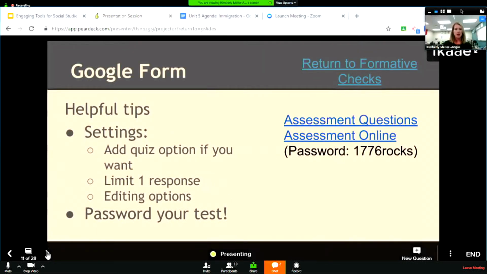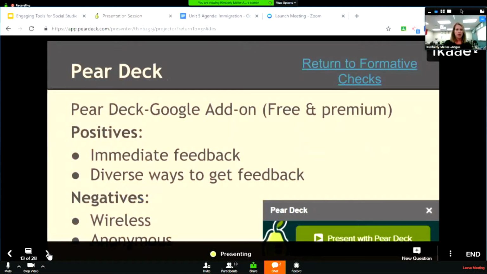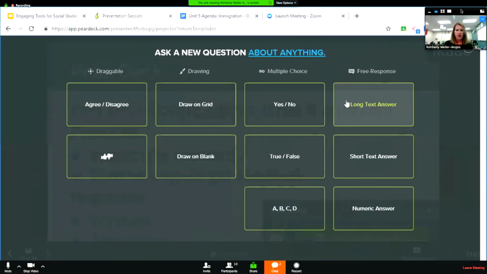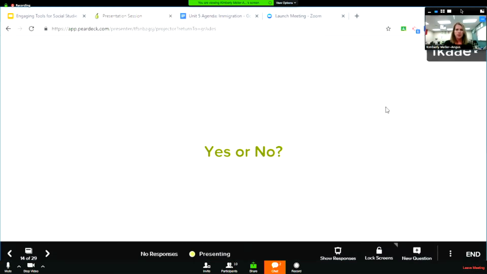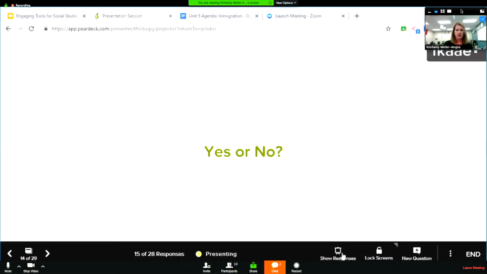Okay, I'm going to skip right to, it looked like Pear Deck was the other big one that I'm skipping to. Pear Deck is what I'm using now. I'm going to ask you a quick question. And when I use Pear Deck, I'm going to get rid of all these pictures over here. I can add questions real quick. New interactive question. Gonna add yes or no. How many of you guys have used Pear Deck? So I have an idea of my audience.